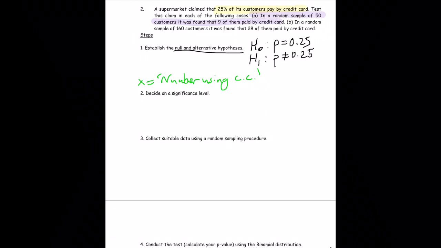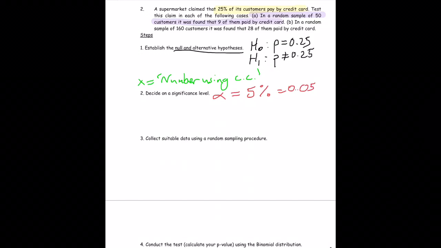Our significance level, there's no mention again in the question, so we just assume that alpha, our significance level, is 5%, which is 0.05. So again, if we get a p-value, if the probability of our sample happening is less than that, then we say, yeah, that's too unlikely to be true, really. So we'll probably reject our original assumption, which is that H0 is true.